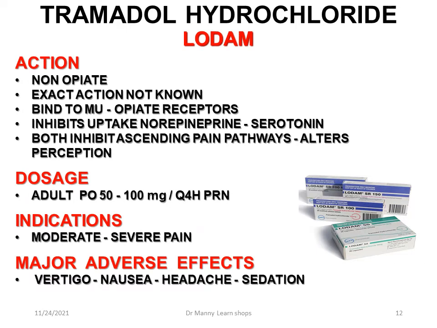Then you've got tramadol hydrochloride. This is a non-opiate, and the exact action isn't really known. But it binds to mu opiate receptors, inhibits uptake of norepinephrine, therefore serotonin, and both inhibit ascending pain pathways, which alters your perception of the pain. It's also for moderate to severe pain, but the major adverse effects are vertigo, nausea, headache, and sedation.